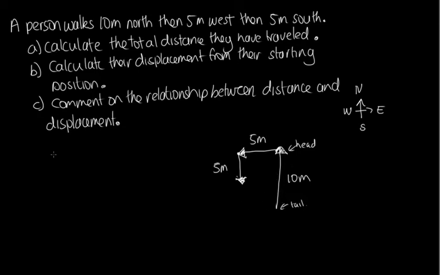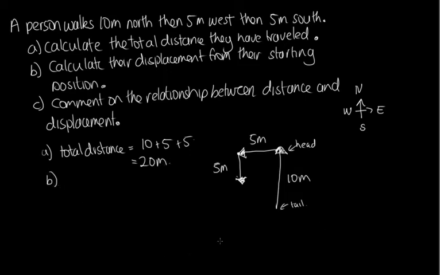Now part A is relatively easy. Calculate the total distance that they've travelled. If we want to get the total distance, we just add each of the individual distances together, because distance does not include a direction. So 10 metres north and 5 metres south do not cancel each other out. So total distance is equal to 10 plus 5 plus 5, which is equal to 20 metres.